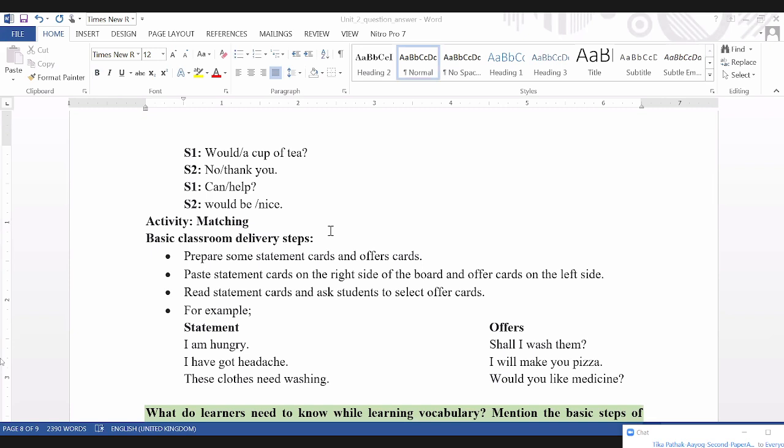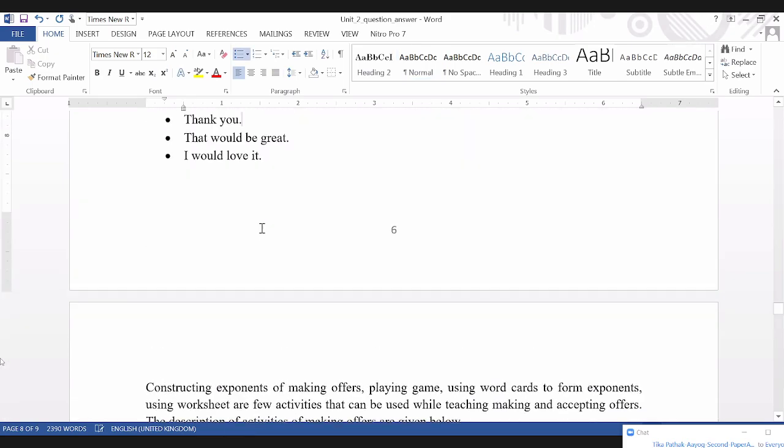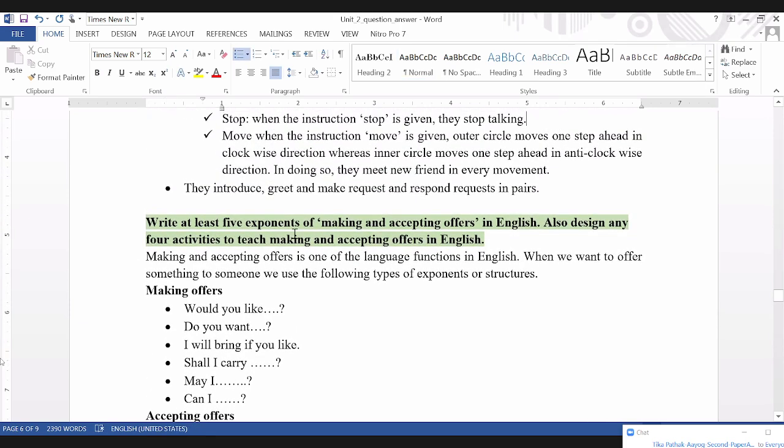So how many activities are you asked? It is given in the question. The question: write at least 5 exponents of making an offer in English. Also design any 4 activities to teach making an offer in English. So in the question there will be at least 5, at least 4, any 5.